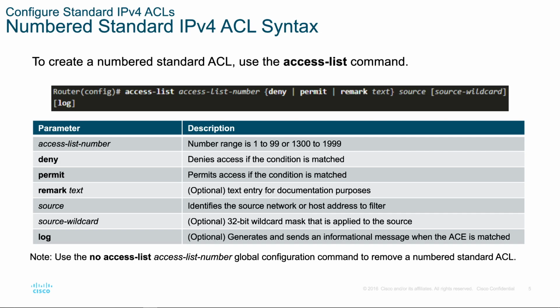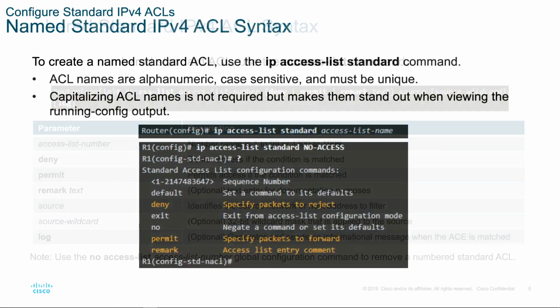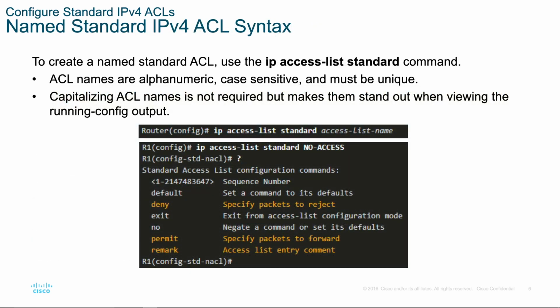As per usual with all the other command line, to remove the access list, you do a no in front of the access list command, and then identify which access list you wish to remove, and that'll remove all of the access list. You don't have to remove it line by line, you just delete the entire thing at once.